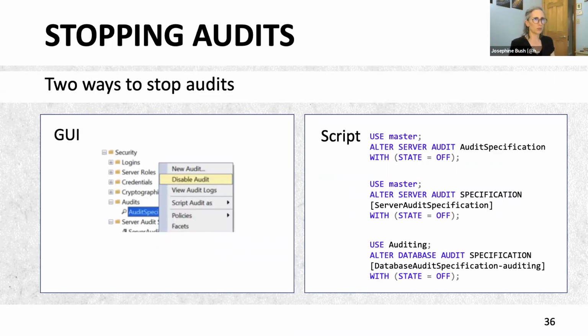So you can stop the audit by right-clicking and choosing disable. And you can do that with a script too. There are a little bit of different flavors there, depending on which audit you want to stop. The thing to note is it won't be able to stop if it's auditing actions.